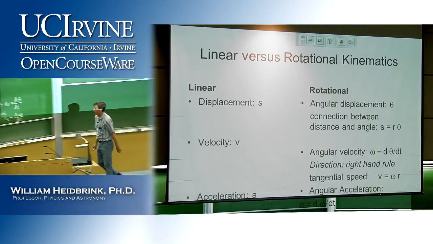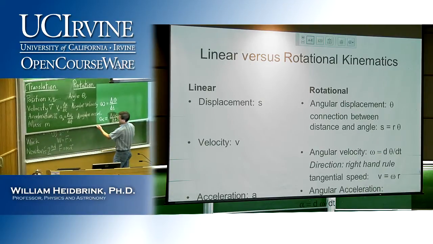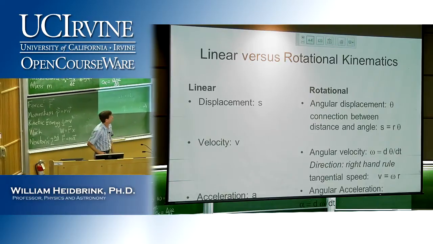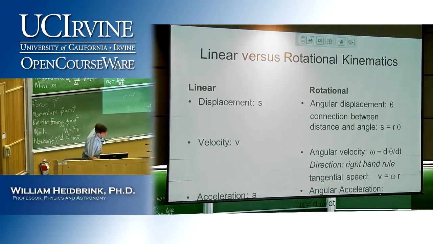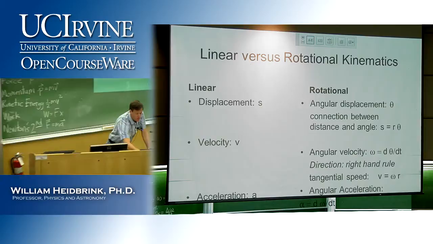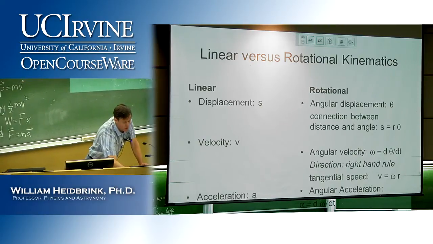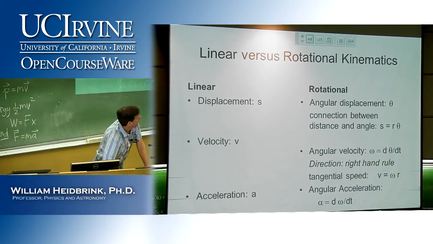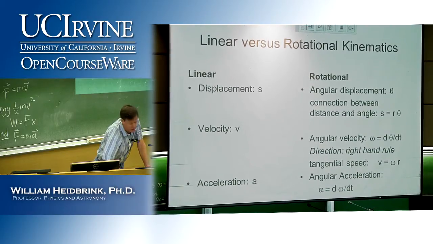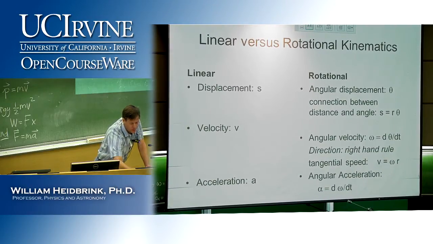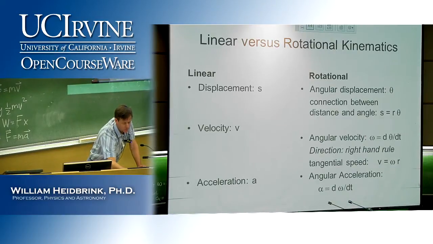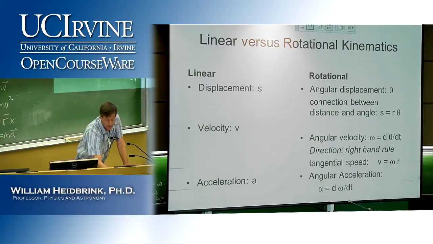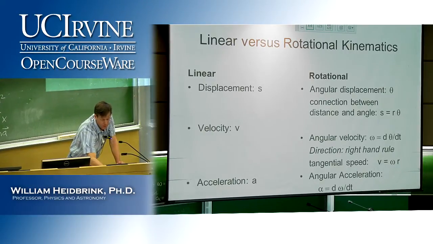And then our last quantity, which I'm running out of room on my table for. So those are our things for rotational. You can just see the very bottom of this screen. There's alpha equals the change in omega in a certain amount of time. So that's how we describe kinematics.